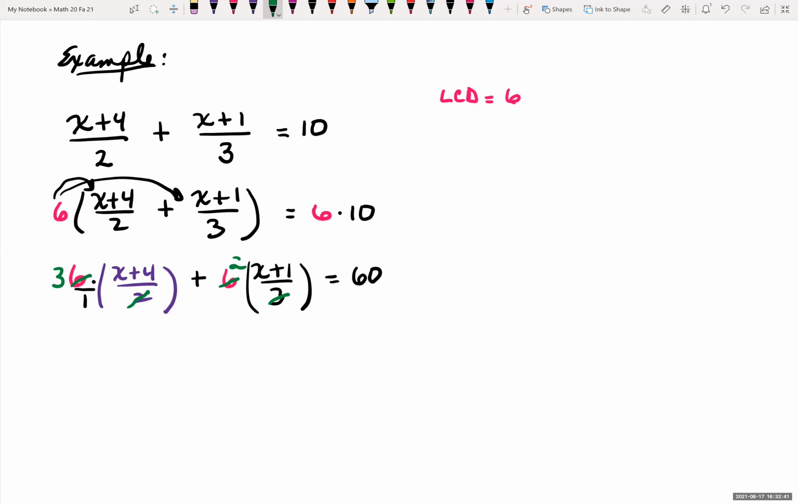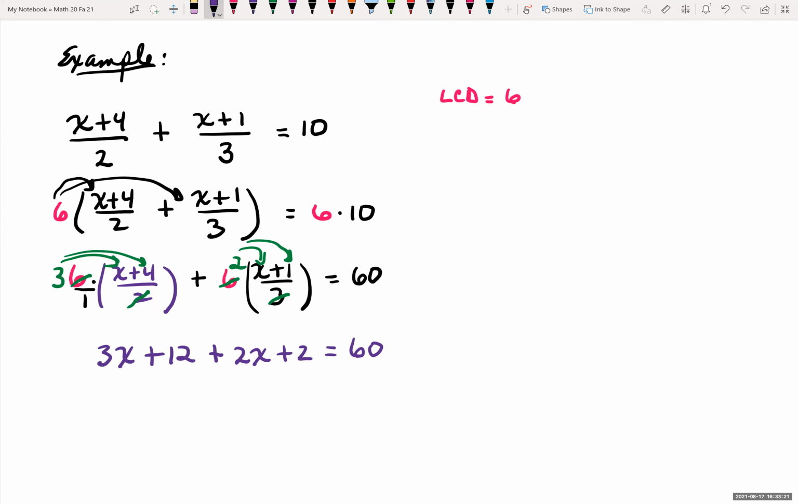So let's now distribute. Now it's really like 3 distributing to this x plus 4. If I distribute 3 to that x plus 4, I'm left with 3x plus 12 plus, and now let's distribute that 2 to the x plus 1. And so we get back plus 2x plus 2 is equal to 60. So we've cleared all the fractions now, which makes our life a lot easier, with less room for error as we're going through and solving. So we want to simplify both sides of those equations.